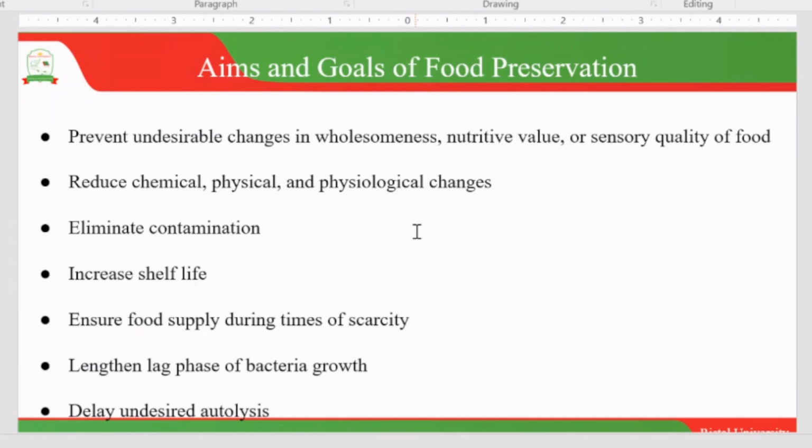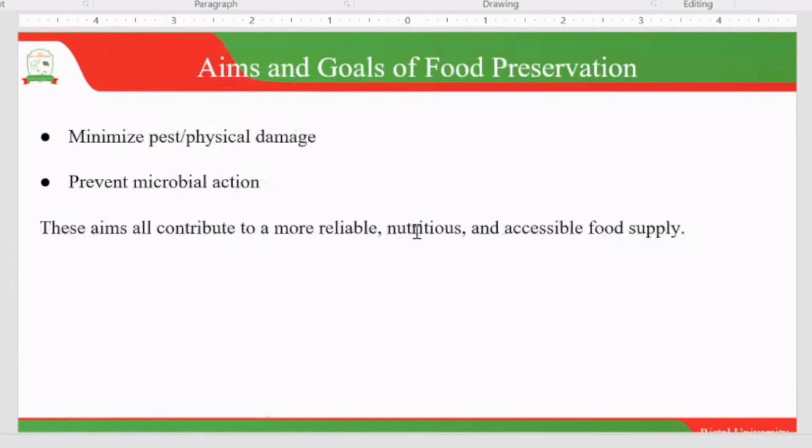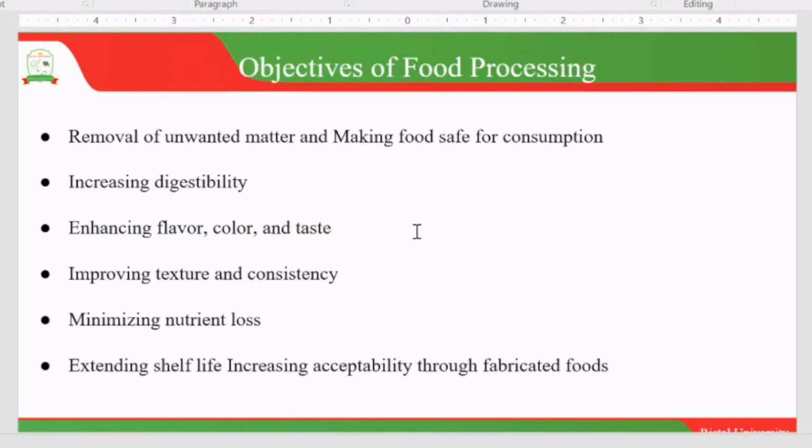All right. Also, we are looking at minimizing pest damage and physical damage, but also preventing that microbial action that happens to the foods. So when we prevent this, we will automatically increase the shelf life of food. And we are saying all this contributes to a more reliable, nutritious and accessible food supply. So all those are really the aims and the goals of food preservation.